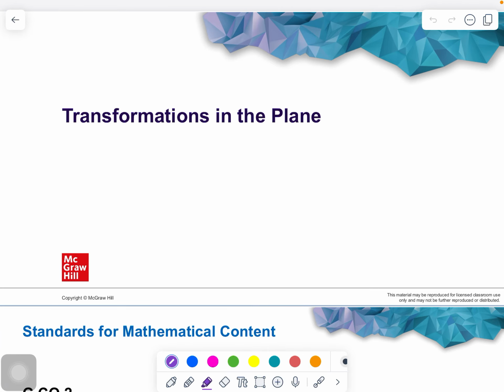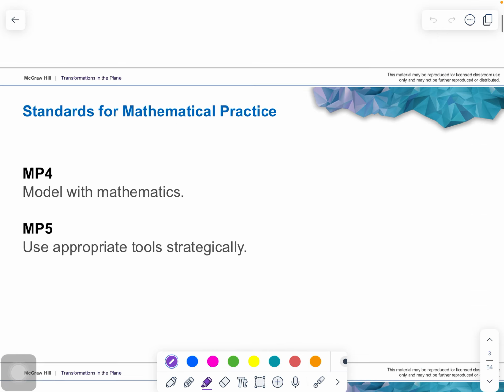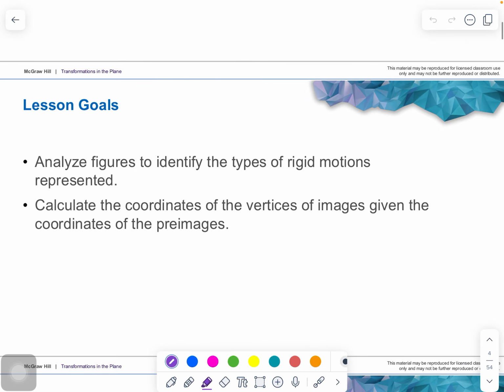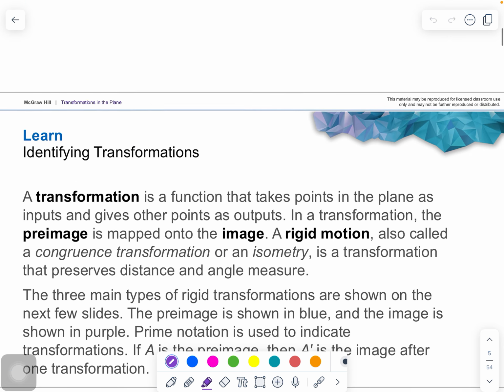All right, transformations in the plane. So we're going to be analyzing figures to identify the types of rigid motions that are represented and find the coordinates of the vertices of images given the coordinates of the pre-images. So we're going to understand a lot of new words this time.